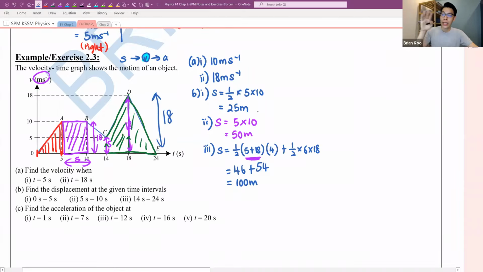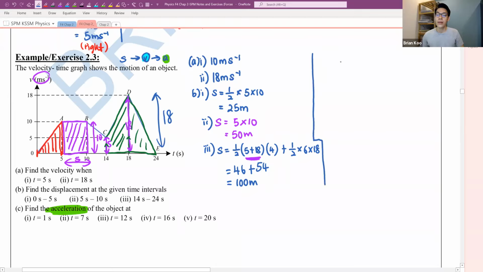You can see in this question, I'm practicing with you the thing that I always say is the most important. In part B, we asked you to find the displacement, which is to find the area. In part C now, we are going to find the acceleration. So I have a V graph and I want to find acceleration. Go to the front is find the gradient. Go behind is area. Just remember that, you will be fine.